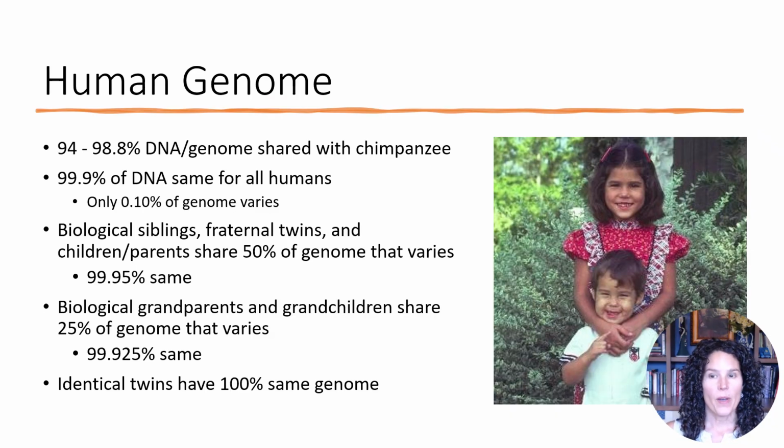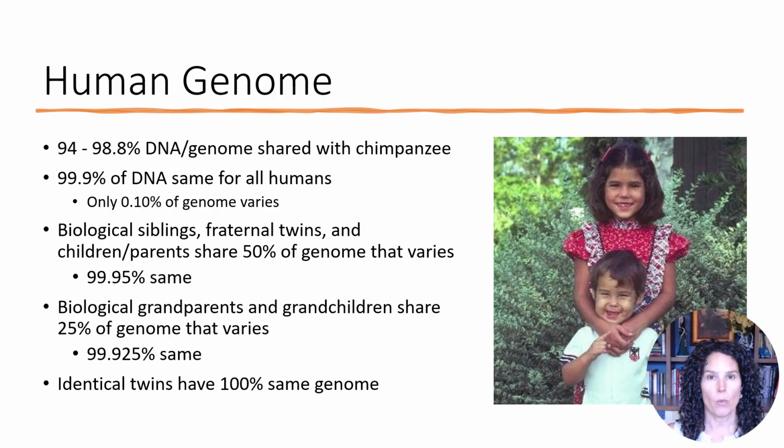Okay, so we share anywhere between 94 and 98.8% of our DNA, or our genome, with chimpanzees and something similar with gorillas. The reason for the range is that geneticists have come up with a variety of ways of determining how similar and what counts as similarity, so there is some discrepancy there. But 99.9% of DNA is the same for all humans, which is pretty crazy.